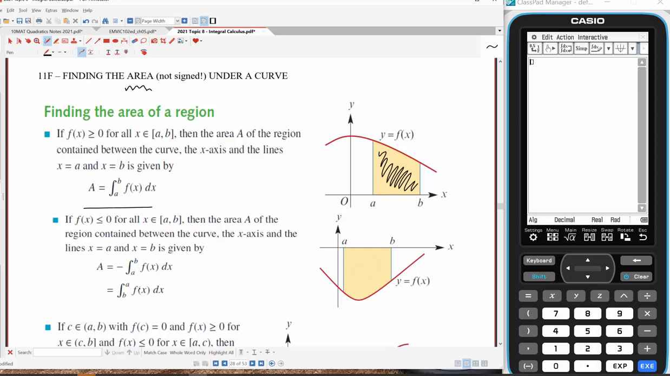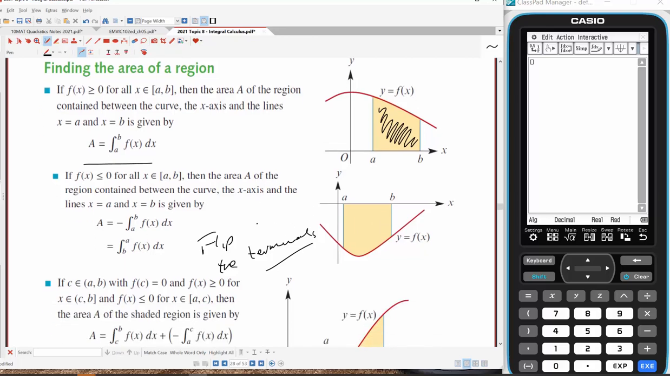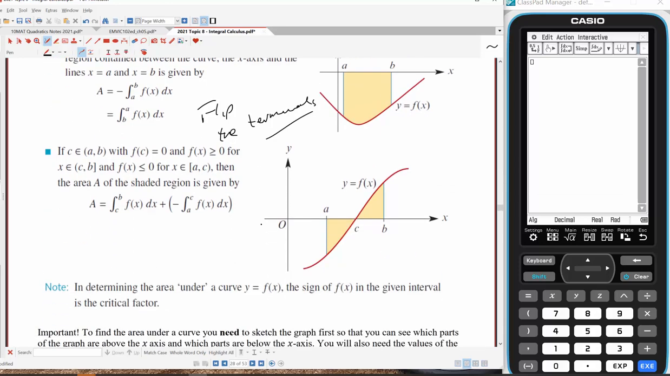Now, an alternative to doing that is to actually do this technique here. This is flip the terminals. That's what most of you will start to do once you know that you are going to get a negative signed area between b and a. All you do is rewrite it with the terminals flipped, and that will automatically negate it. And finally, this one here.